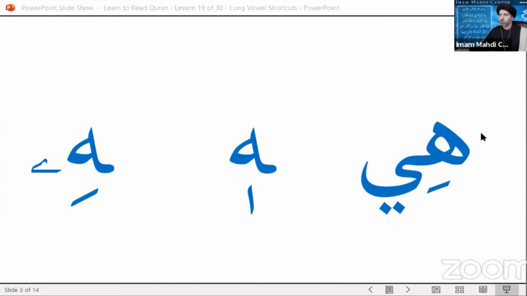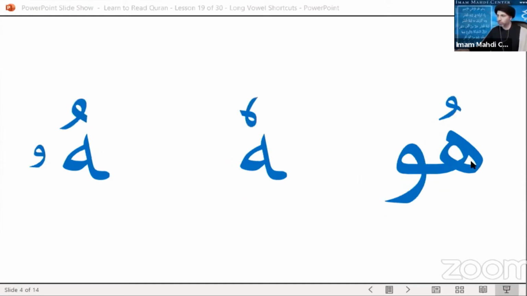So on to our next example. Here we have the letter ha with a dhamma followed by a waw. So you know the combination of dhamma and waw produces the long vowel oo. So we pronounce this letter ha with the long vowel. So we say hoo.